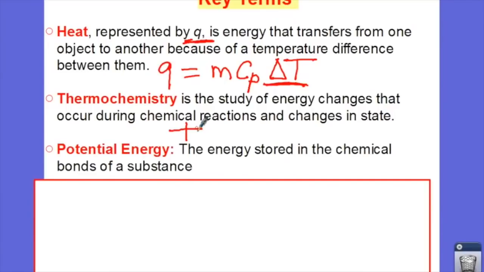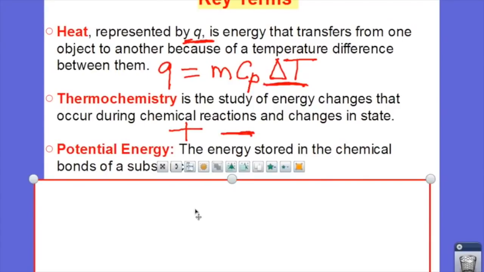Exothermic, exo, exit, out. When heat is released, the reaction is exothermic. We will say it is negative. Even though I want to make sure you understand, heat is not positive or negative. By convention, the sign just shows the direction of the heat. It is positive or negative just to show that heat is absorbed or released.